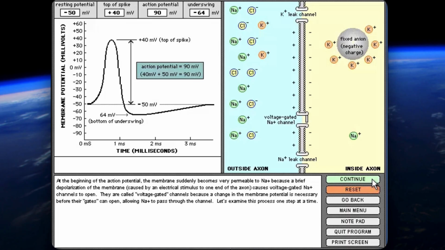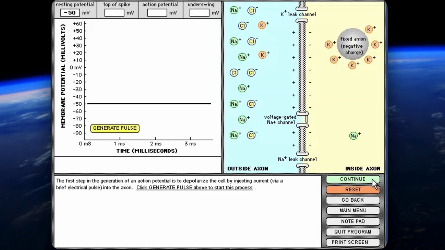At the beginning of the action potential, the membrane suddenly becomes very permeable to sodium because a brief depolarization of the membrane caused by an electrical stimulus to one end of the axon causes voltage-gated sodium channels to open. They are called voltage-gated channels because a change in the membrane potential is necessary before their gates can open, allowing sodium to pass through the channel. Let's examine this process one step at a time.